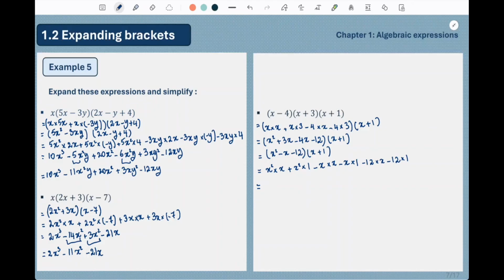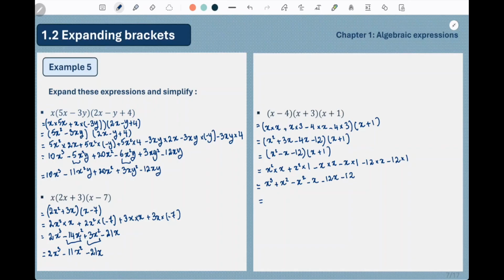Just to show you the overall picture. x squared times x is x to the power 3, plus x squared, minus x squared, minus x. So all I'm doing right now is just simplifying. Minus 12x minus 12, okay? And even if you've done it the other way around, flipping this, putting it forward here and doing x times, it's going to be the same answer.